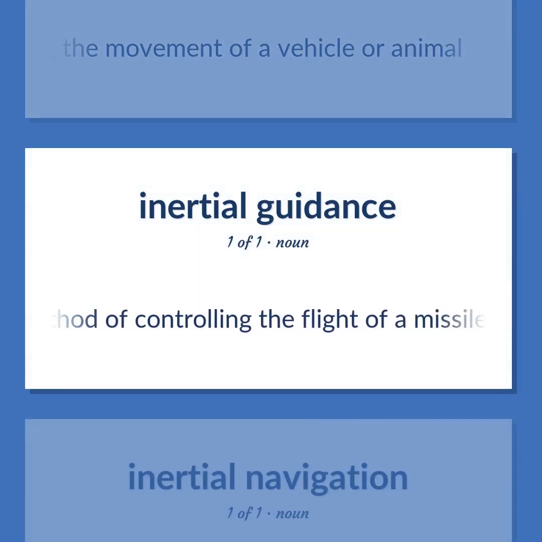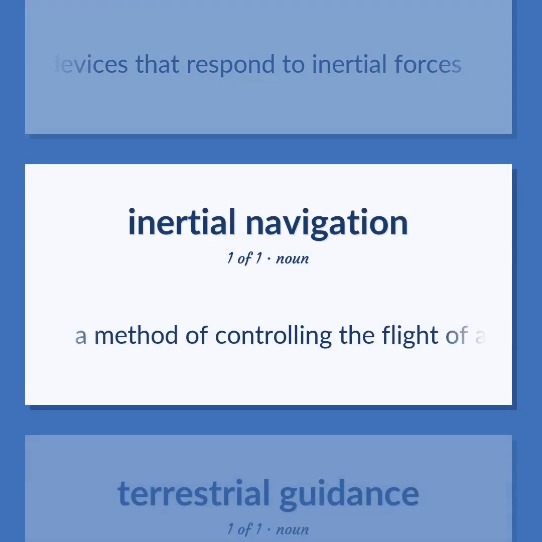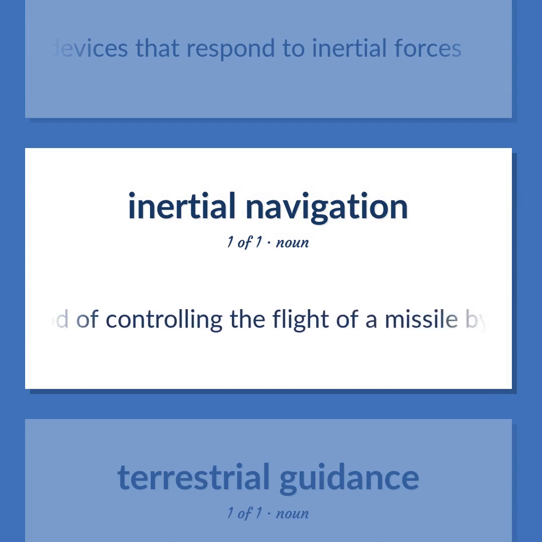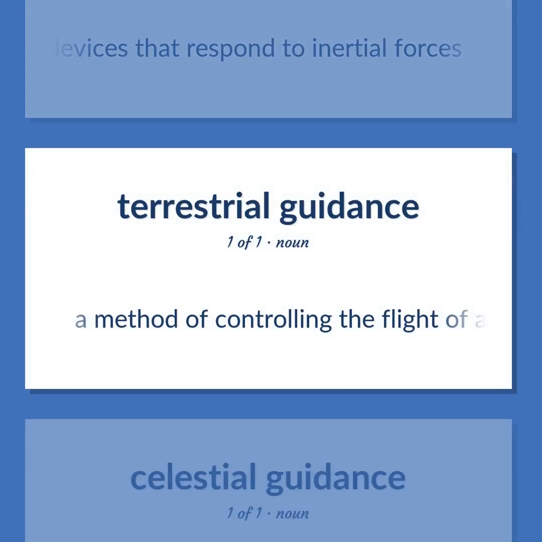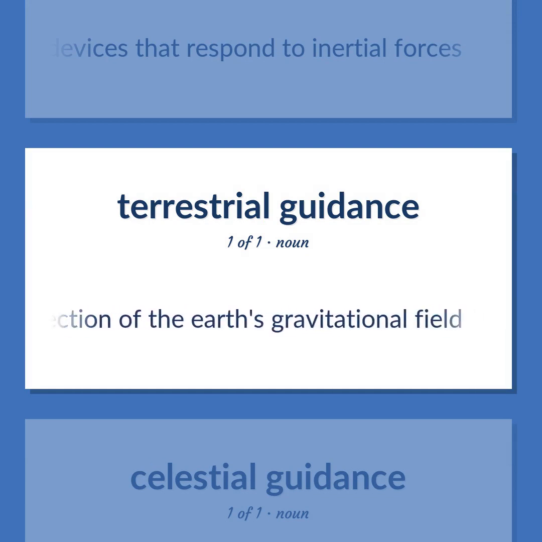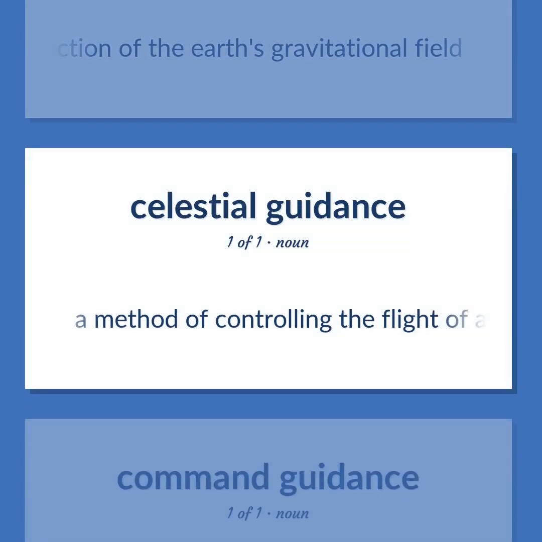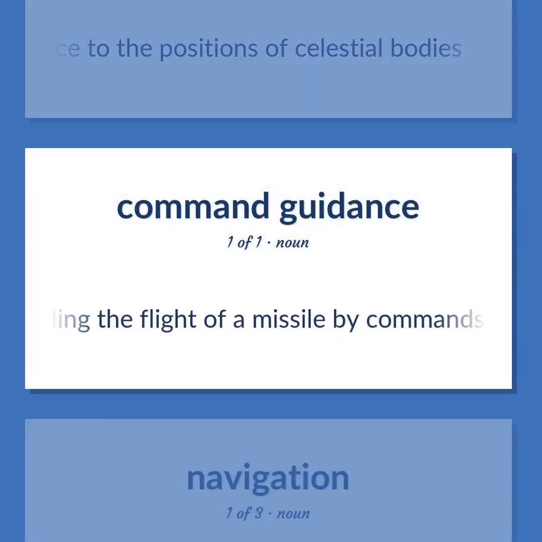A method of controlling the flight of a missile by devices that respond to inertial forces. A method of controlling the flight of a missile by devices that respond to the strength and direction of the Earth's gravitational field. A method of controlling the flight of a missile or spacecraft by reference to the positions of celestial bodies. A method of controlling the flight of a missile by commands originating from the ground or from another missile.